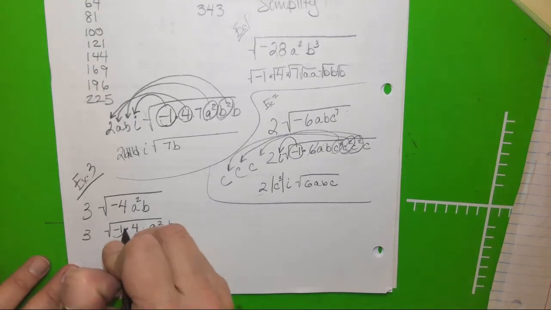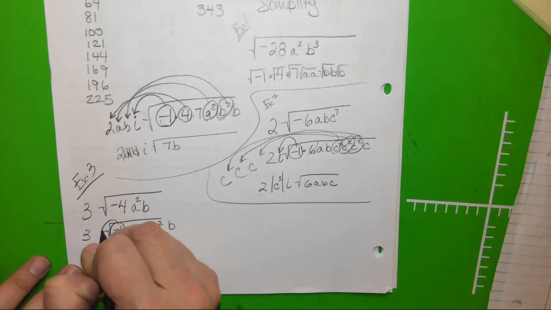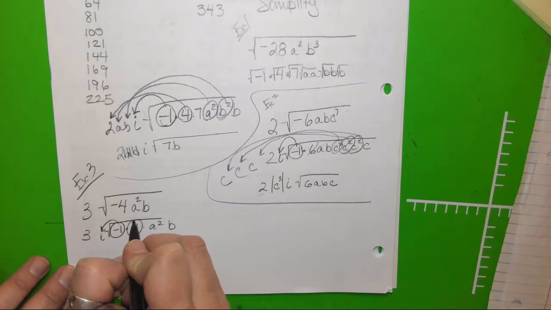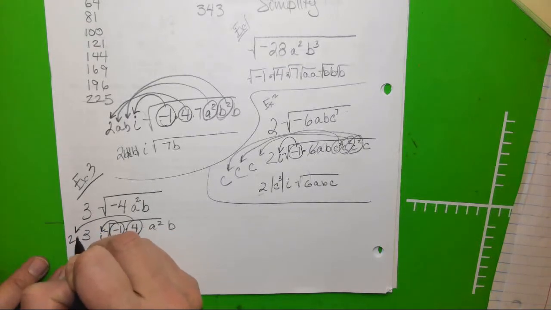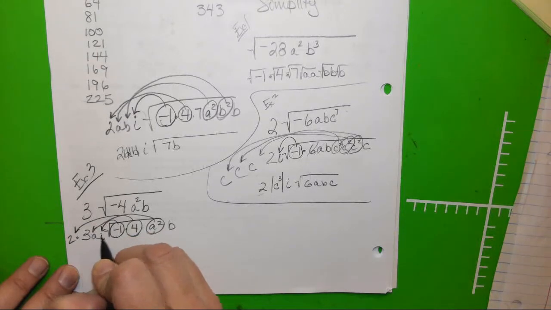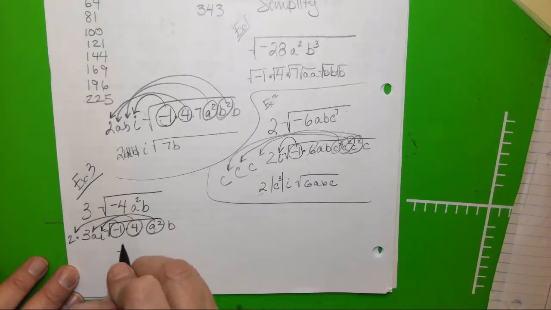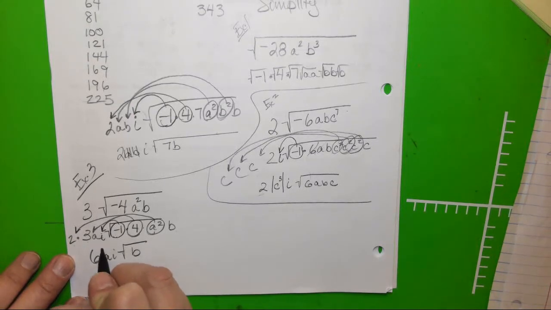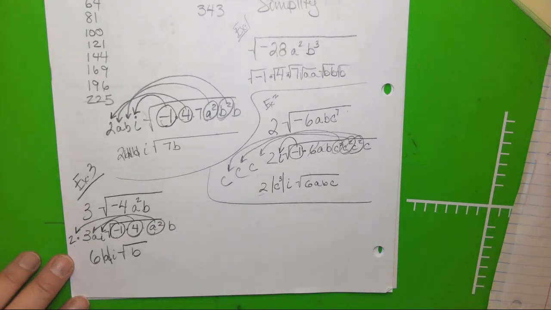What's the square root of negative 1? I. What's the square root of 4? 2. Square root of a squared? A. And I can't do anything with the b. What's 2 times 3? 6. A. I. And I need absolute value marks around the A.